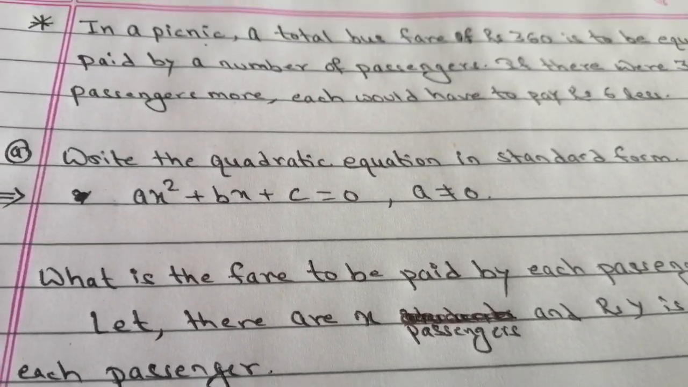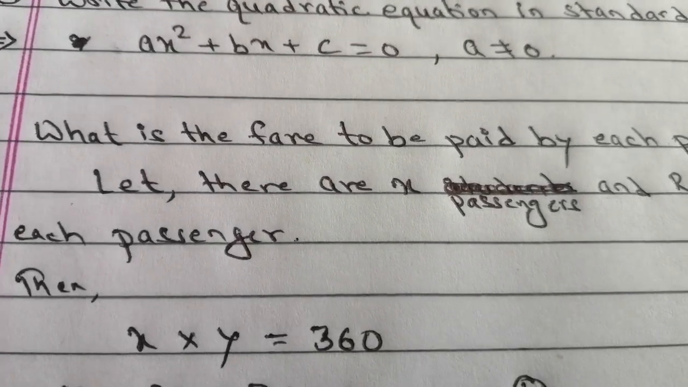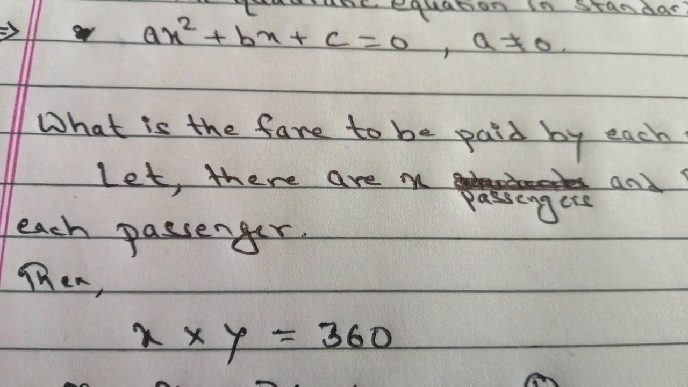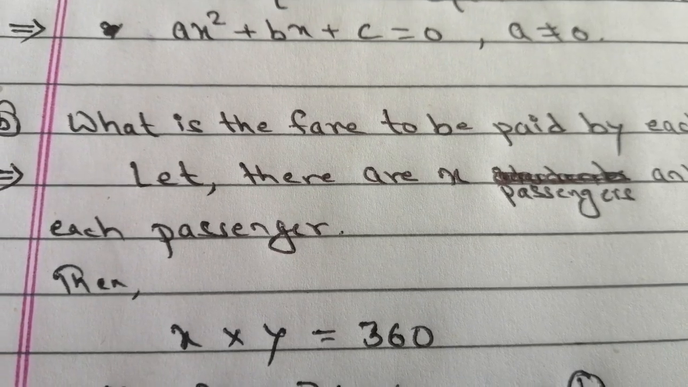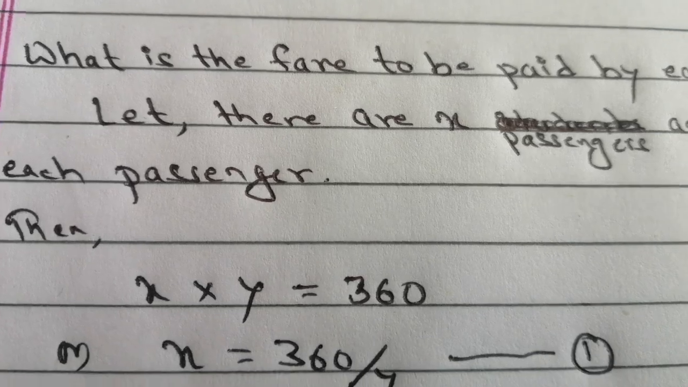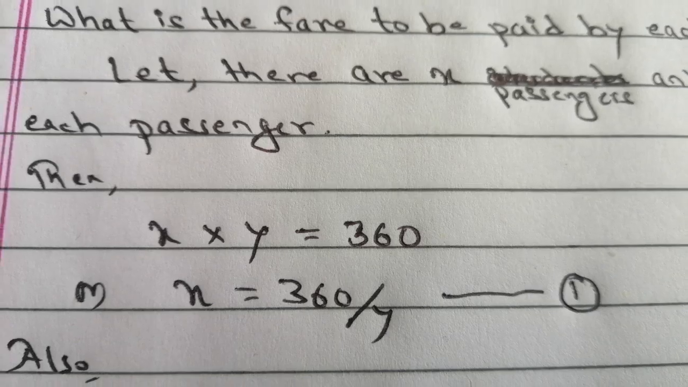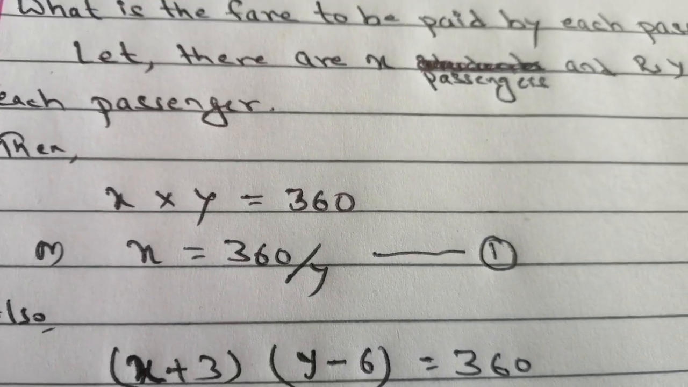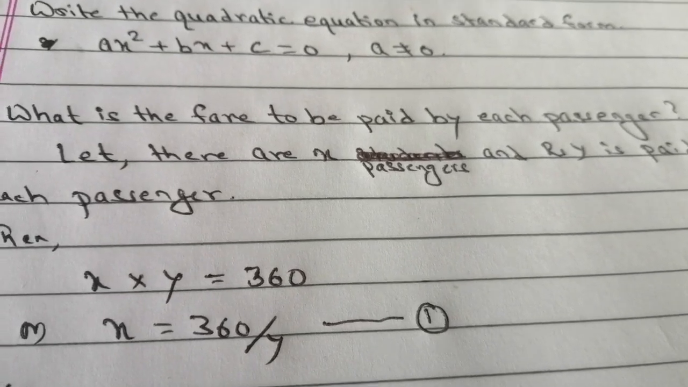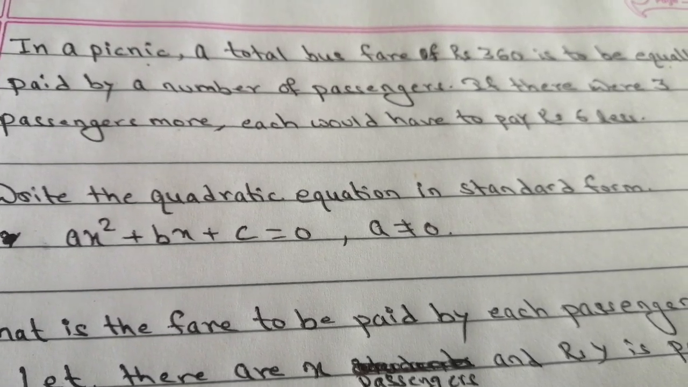Then as the total bus fare is rupees 360, the first equation will be x into y equal to 360, that is the number of passengers into the bus fare paid by each passenger is equal to 360. From here we get x is equal to 360 by y. Similarly, the next condition: if there are 3 passengers more, each would have to pay rupees 6 less.